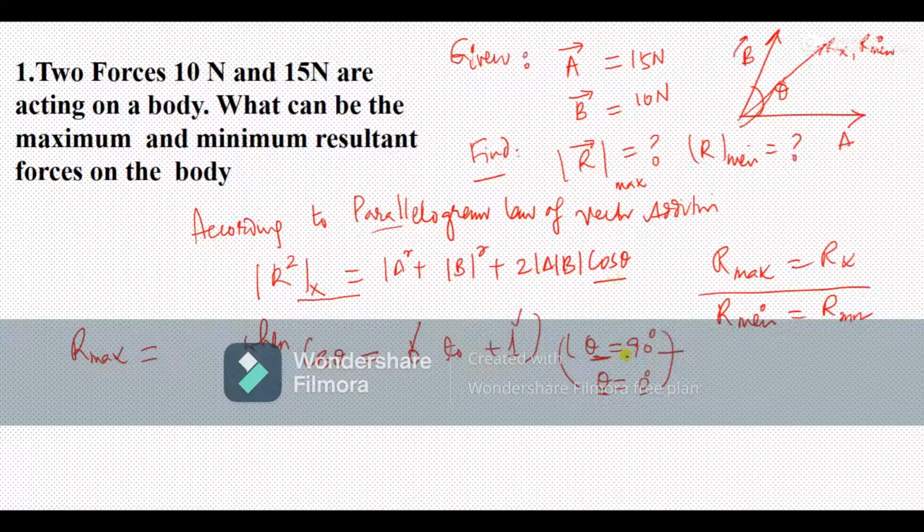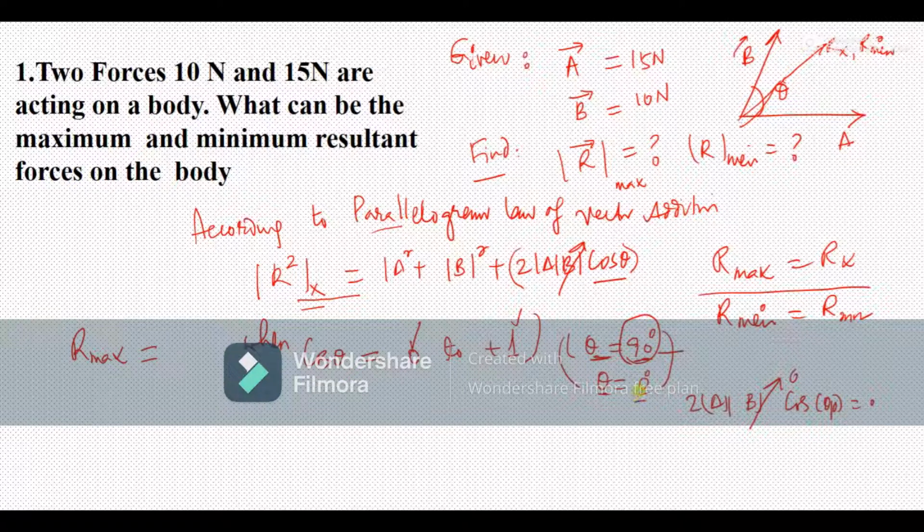That means when the angle between these two is 90 degrees, this whole term becomes 0. Like see, 2AB cos theta at 90 degrees is 0, and 0 into anything is 0. So we are only left with A square plus B square. That will not be a maximum value for what you are finding, because this term vanishes when you use 90 degrees.